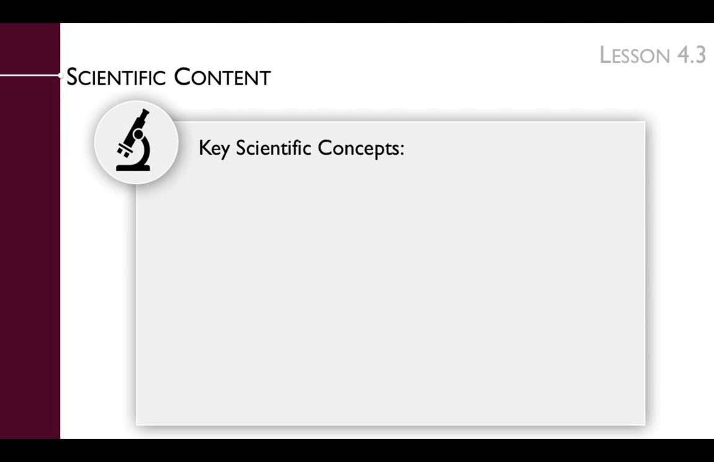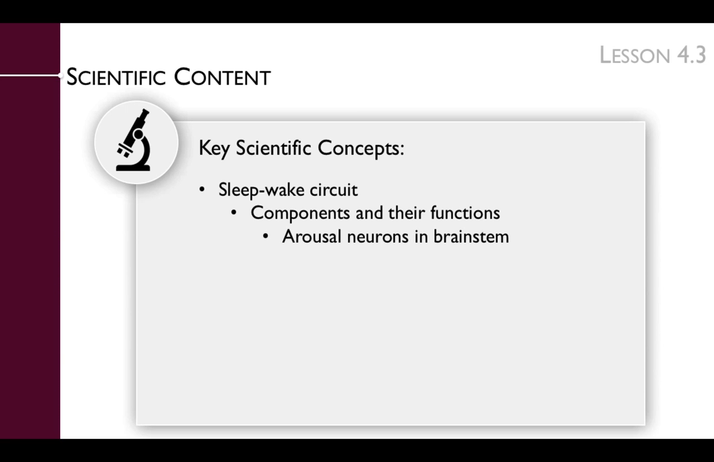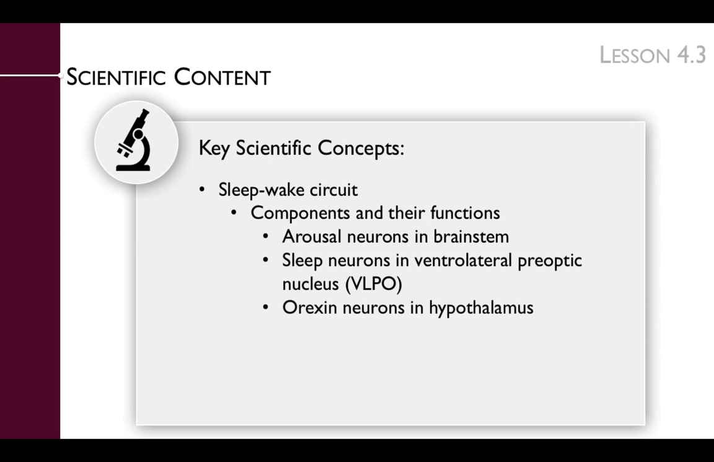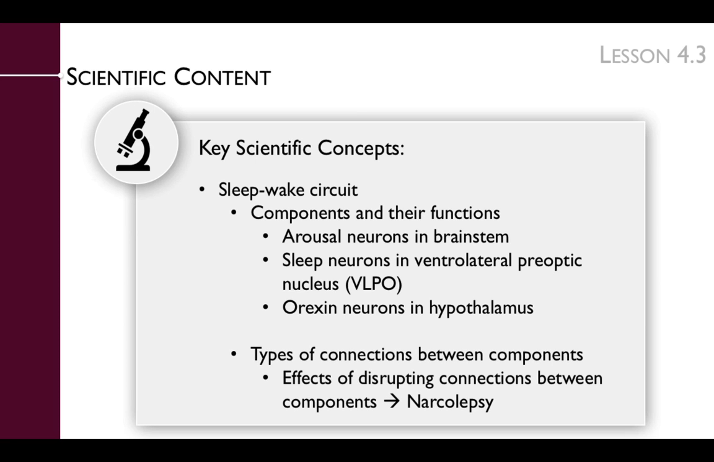To prepare for this lesson, you'll need to review the key scientific concepts presented in it. They include the sleep-wake circuit, its components and their functions, which are the arousal neurons in the brainstem, the sleep neurons in the ventrolateral preoptic nucleus, or VLPO, and the orexin neurons in the hypothalamus, as well as the types and connections between these components and the effects of disrupting connections between them, which can lead to narcolepsy.